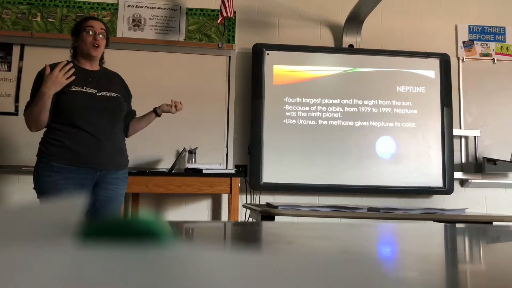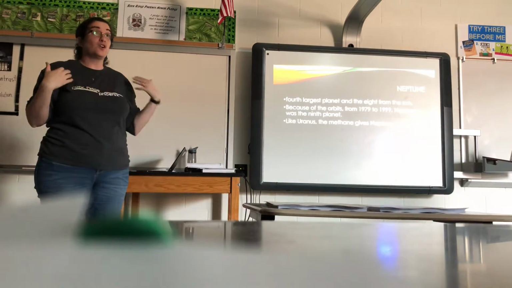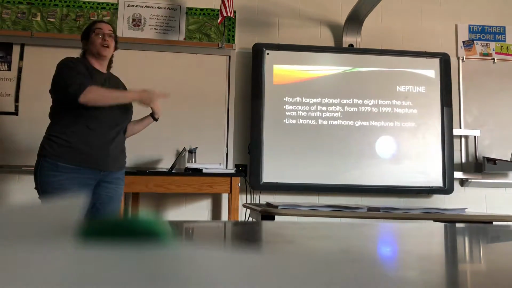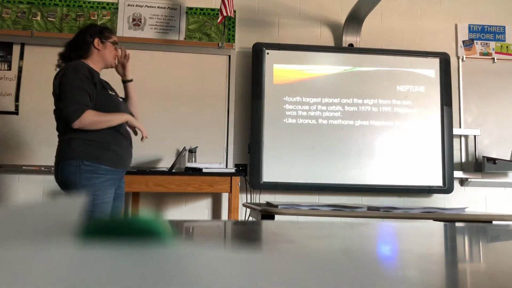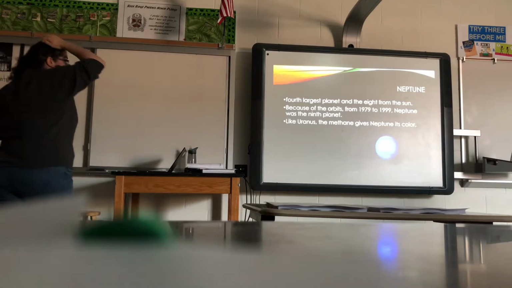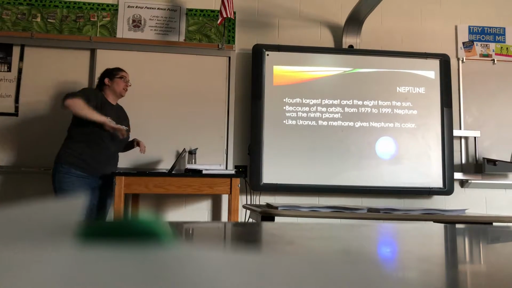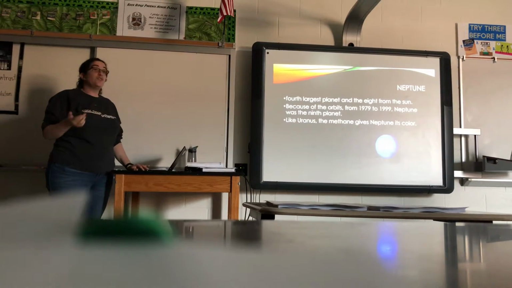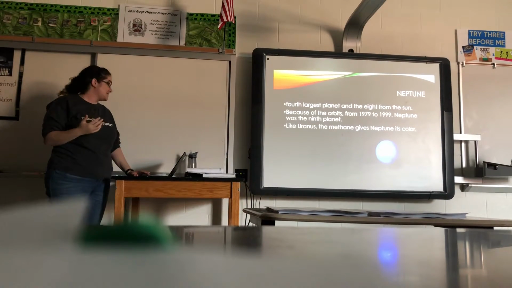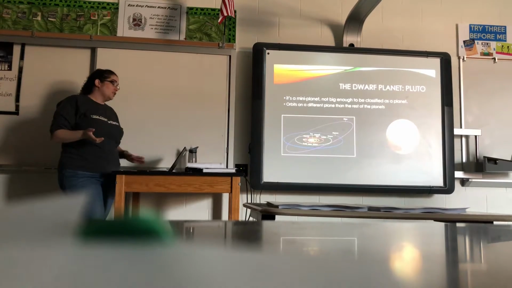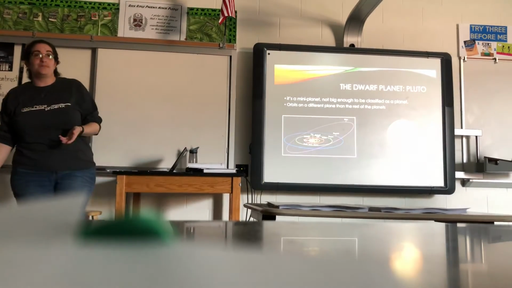The orbits are so long that it takes many Earth years for them to have a single year on the planets that are farther out. So that's just something to keep in mind. Neptune is also sort of a blue color because of the amount of methane. And we know this because of the satellites that we've been able to send out there to do observations and flybys of the planets.